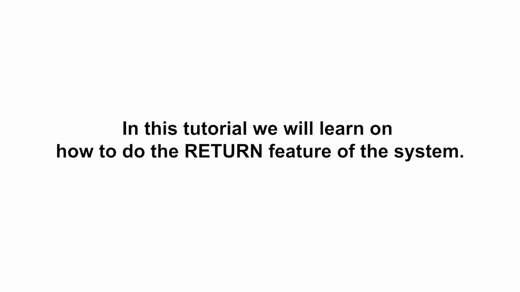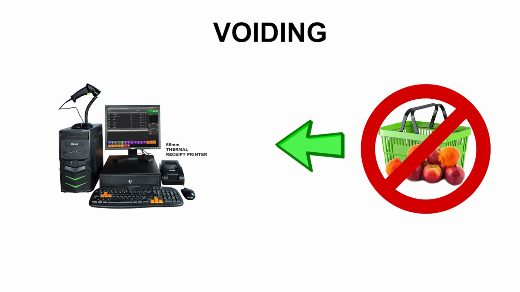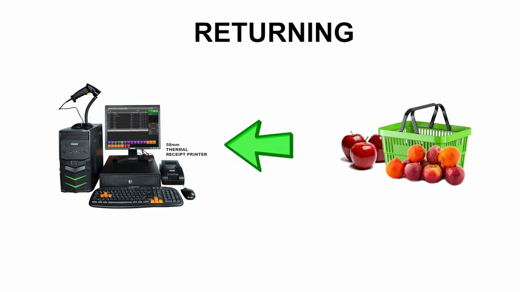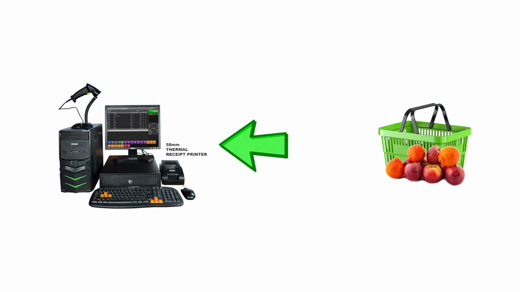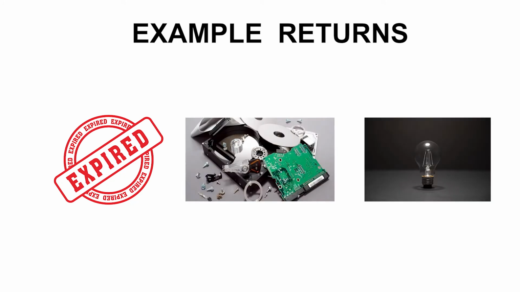In this tutorial we will learn how to do the return feature of the system. Return is different from void. Voiding is canceling or deleting the whole transaction, while returning is returning just some item or items out of that transaction. Examples for returns are those items that are expired, damaged, not functioning, and etc.